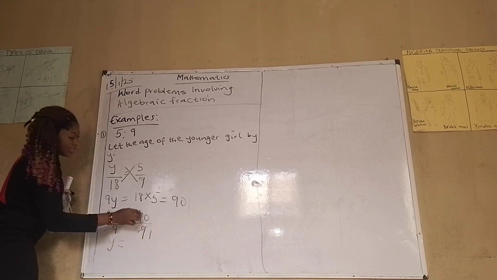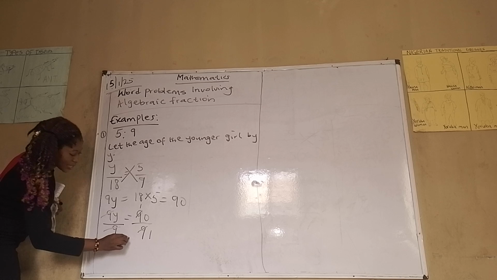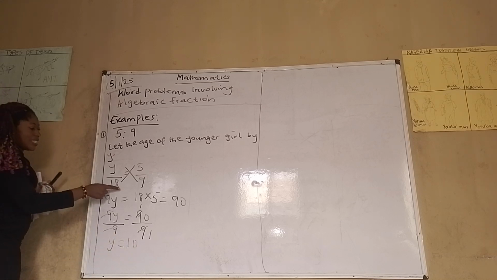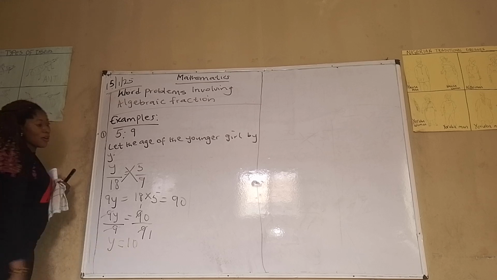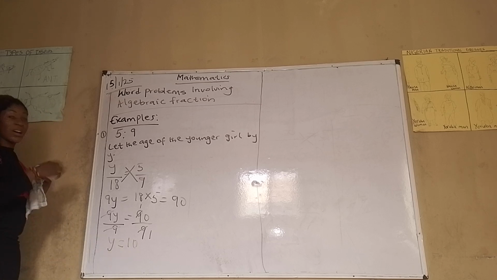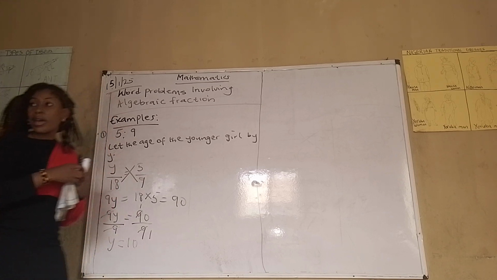9 here 1, 9 here 1. So we have 10. So y is equals to 10. So if the older girl is 18 years old, the younger girl is 10 years old. Is it clear? Do you have any question? So let's move on.